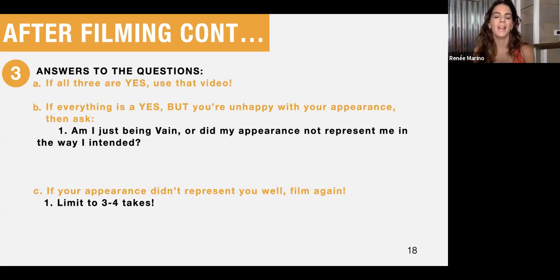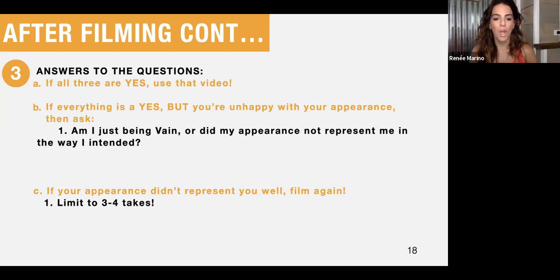So it's not about like, oh my God, I just feel fat or I feel too skinny. No. Did your message come across clear? It doesn't matter, Renee, if your hair's curly today. Are you getting this info clearly to your viewers? So if your appearance didn't represent you well, you have the go-ahead to do other takes.